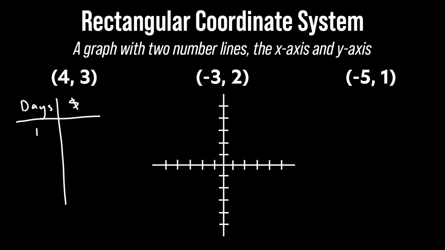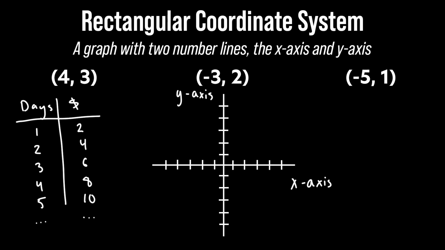So on day 1, you'd have $2. Day 2, you'd have $4. Day 3, you'd have $6. Day 4, you'd have $8. Day 5, you'd have $10, and etc. Now, you can actually plot this on the coordinate system right here by placing points on the x and the y-axis. The x-axis lies here, and the y-axis lies here. So the x-axis is horizontal, and the y-axis is vertical.